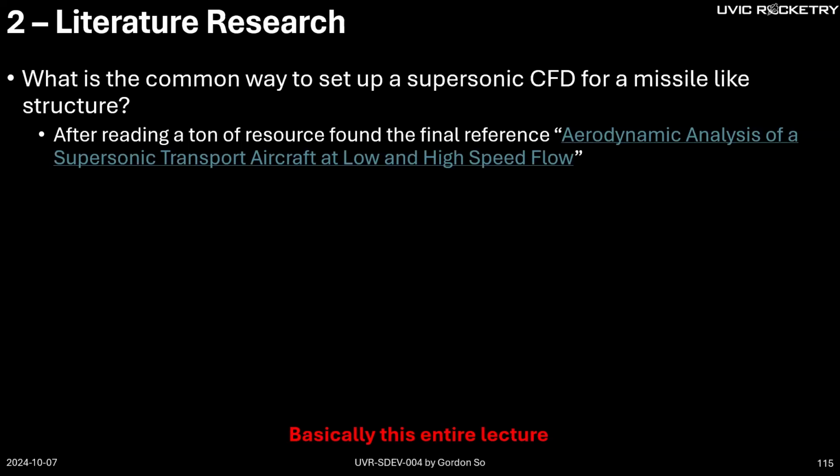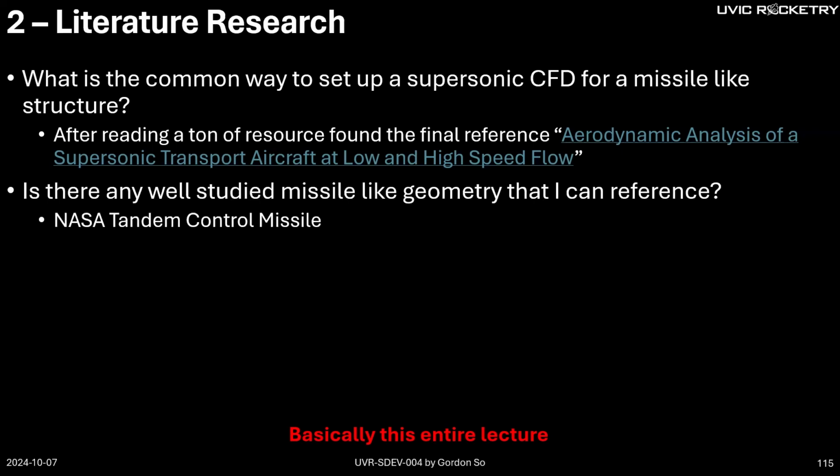After reading so many resources, I found a reference. Basically, it's the CFD case of the Concorde that I showed in previous slides. That is really good because it showcases all the things that I need. And to be honest, that's the only reference that I can find with that high quality. The next thing I ask myself is, is there any good, well-studied missile-like structure that I can reference? And yes, it's the NASA missile. We'll see why I chose that. It's just because it gives me basically everything.